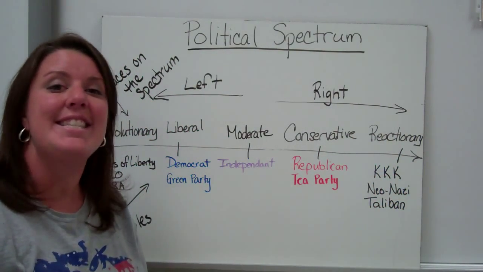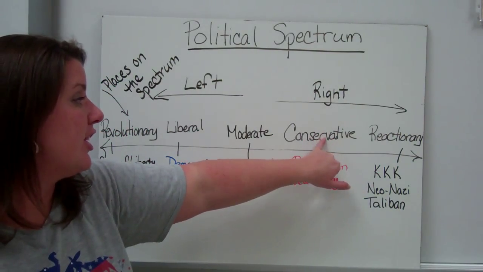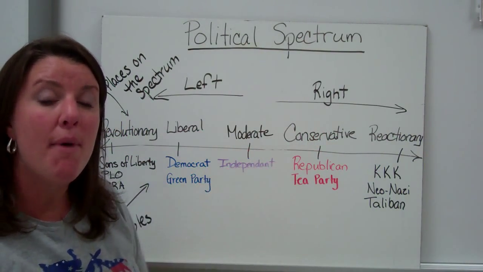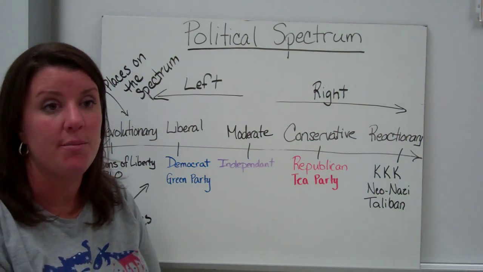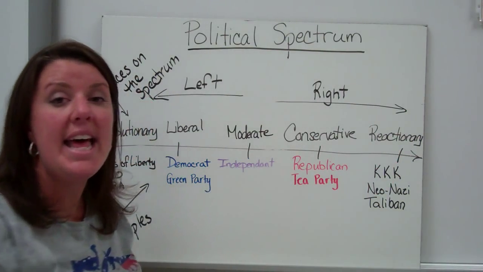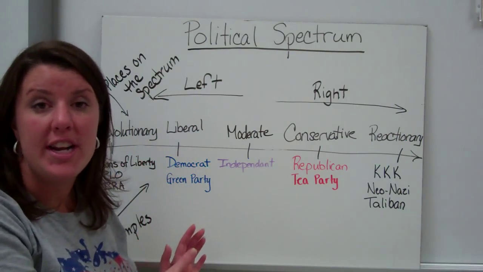If you notice, I didn't say the word Republican, or I haven't said the word Democrat. You may have heard me reference a conservative or a liberal or even a moderate in class. That's because those are the places along the political spectrum. You have those 5 places, and then there are examples of a Democrat or a Green Party underneath that.